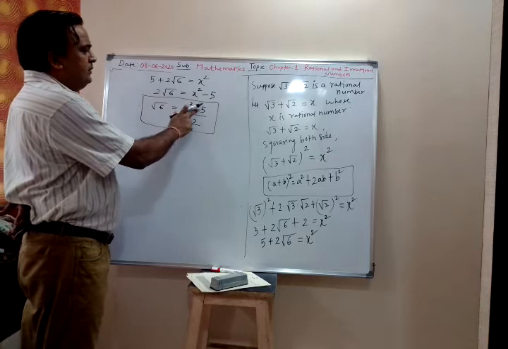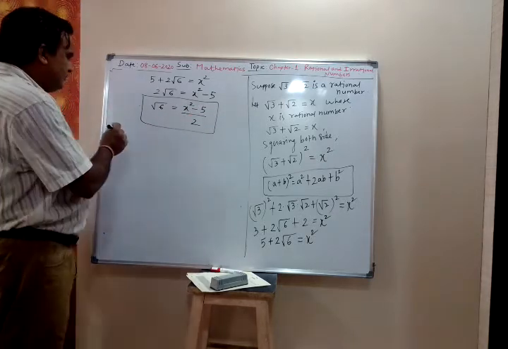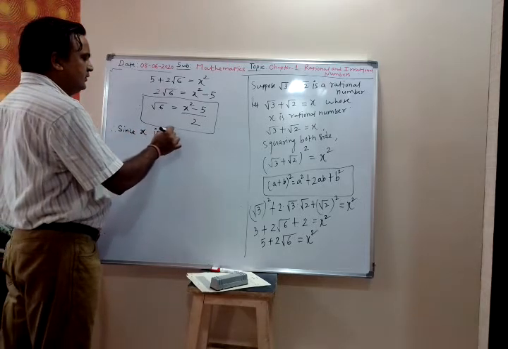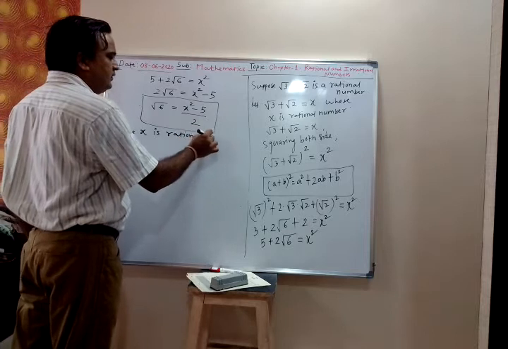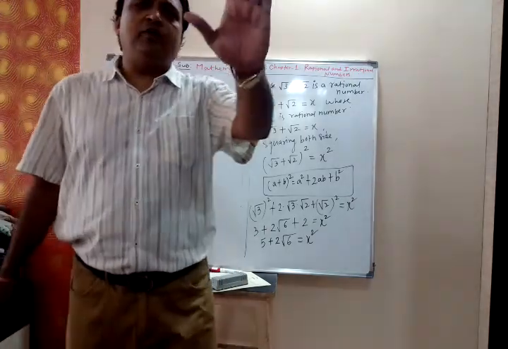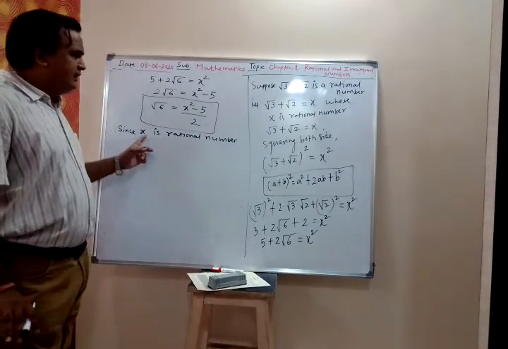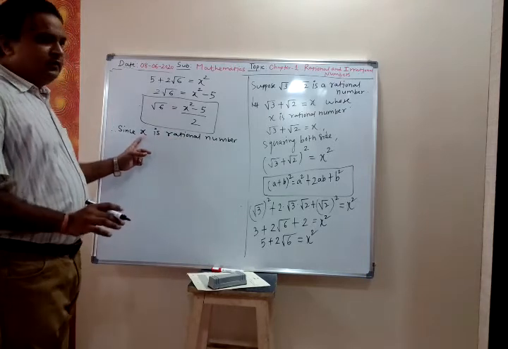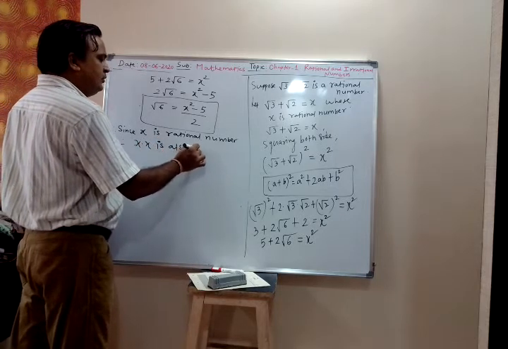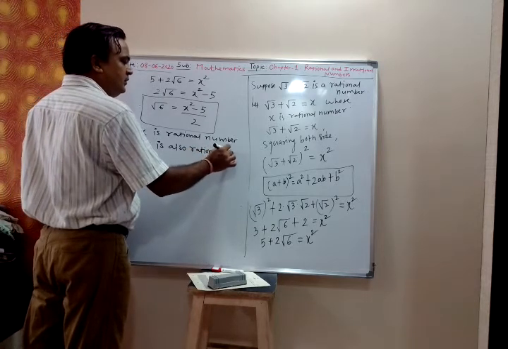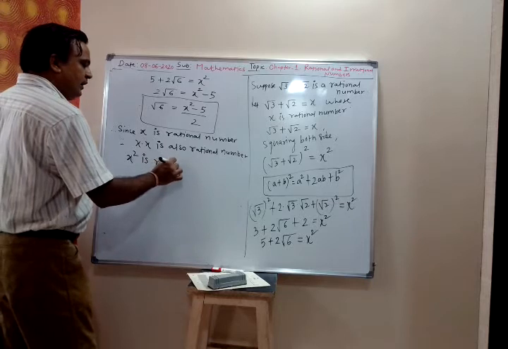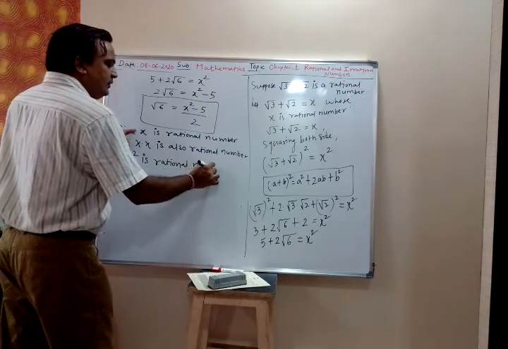Root 6 is x square minus 5 by 2. Now since x is a rational number, x into x is also a rational number. x into x, that is x square, is a rational number. x is a rational number, it is given.